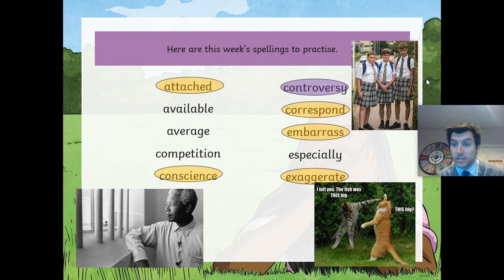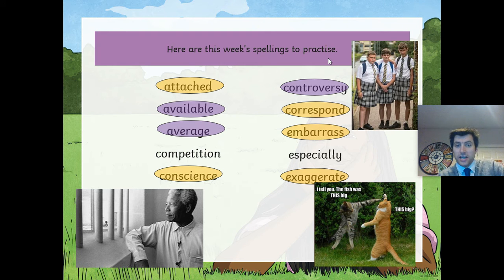I mean, they might have wanted to wear skirts, I'm not sure, but they were making a point, and it was controversial because some people felt that it was not the right thing to do. So controversy is normally when some people disagree about an issue. Next word we've got here then is available. So when things are available, we can access them.